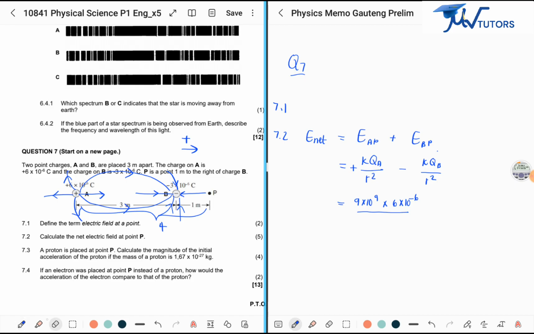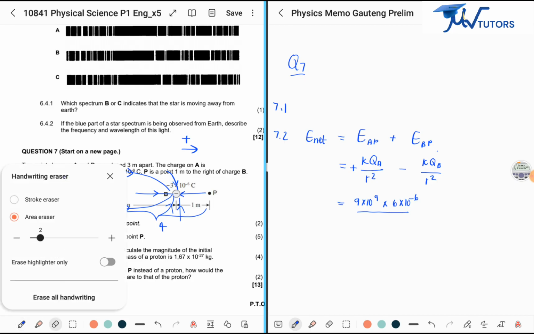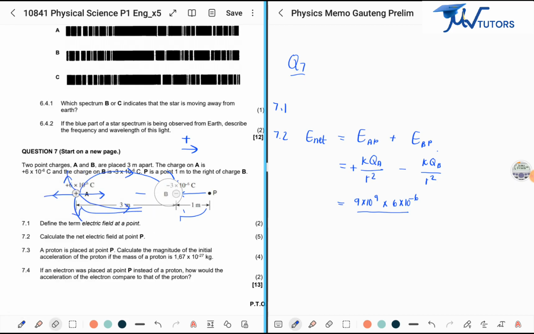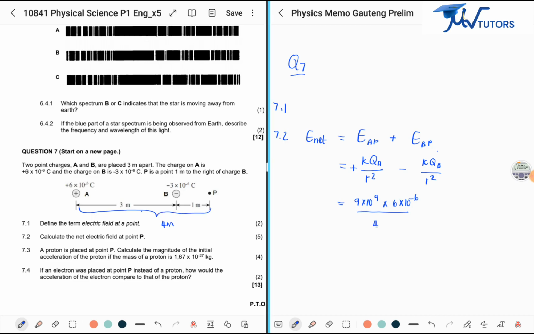Whew, this is messy. Okay, you got it right, the electric field lines. I just want a neat sketch here. So here we have 4 meters, and so we're going to put 4 squared, and then minus 9 times 10 to the 9. The charge on B is -3, but we're not going to put that negative.